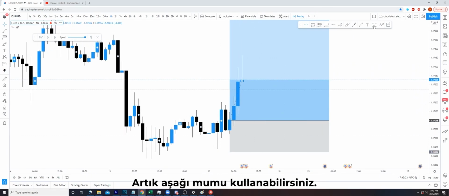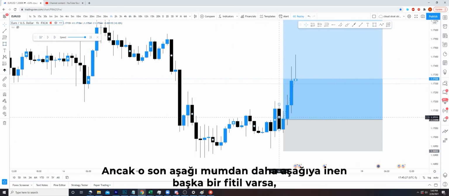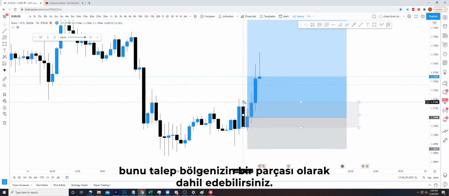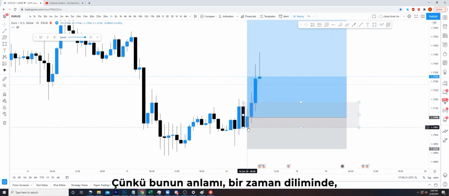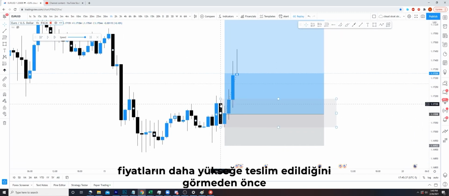And the next demand zone, like we looked at from the 4 hour, is that last down candle before the up move. Now, you can use the down candle, but if there's another wick that goes lower than that last down candle, you can incorporate that as part of your demand zone, because what that means is on one time frame, there's actually probably a down move inside here.